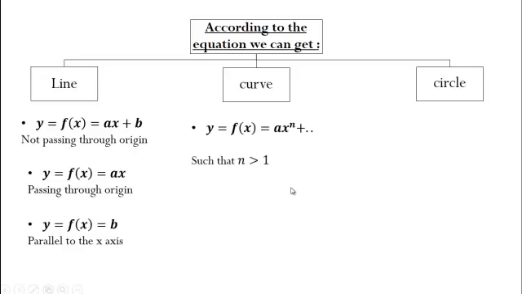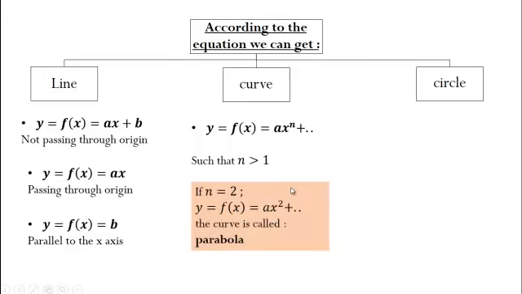Now in the case of a curve, y equals ax to the power n, where n must be bigger than 1. In the case where n equals 2, we call this curve a parabola. We'll see what the shape of this curve will be. Now, as for the circle, it will be of the form x squared plus y squared, where the coefficient is 1, minus 2ax minus 2by plus c equals 0.